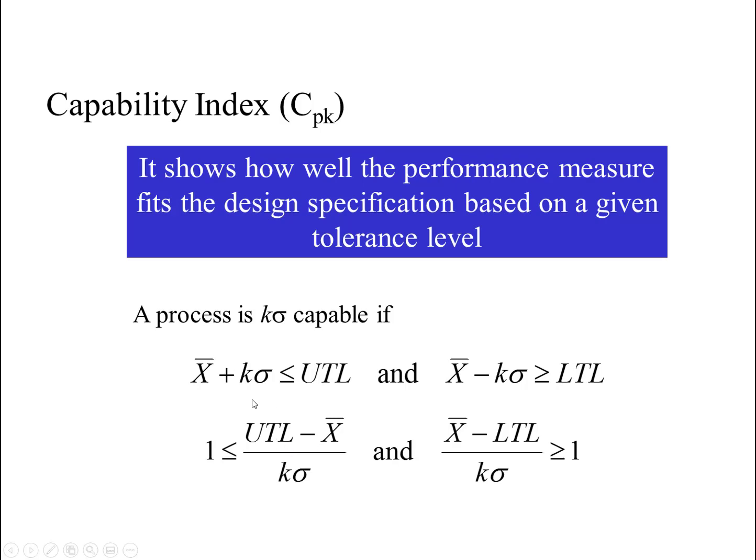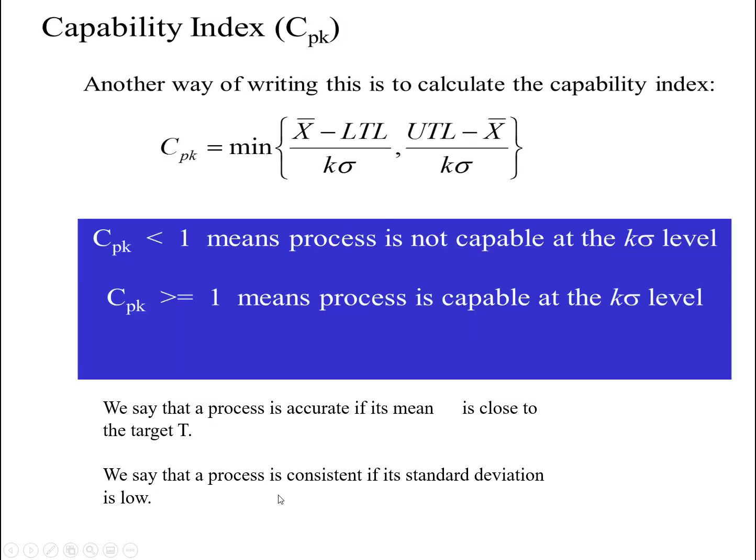Or you can also write this by dividing: upper tolerance limit minus x bar, which is the mean, divided by K sigma (3 sigma, 4 sigma) if it is greater than 1, and x bar minus lower tolerance limit divided by K sigma if it is greater than 1, then it means the process is capable for that sigma. So this is the general formulation. It may be 3 sigma, 4 sigma, 5 sigma or 6 sigma. It depends on you and on the claim they have made, that we are fulfilling the 3 sigma level.